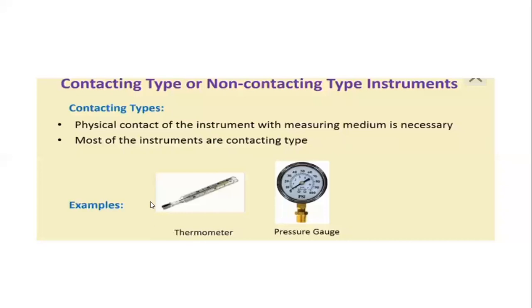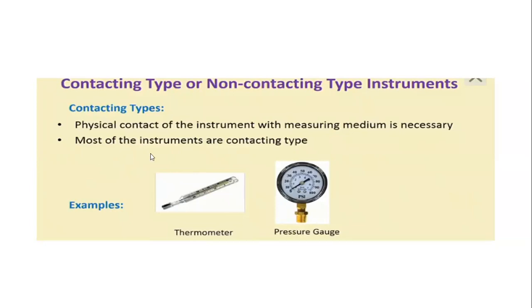Thermometer needs physical contact with the instrument. അതേപോലെ pressure gaugeൽ we have to apply the pressure directly to that instrument, then only it will provide the output signal. Okay, so നമുക്ക് some instruments need physical contact with the unknown medium to provide the output. അങ്ങനെയുള്ള ഇൻസ്ട്രുമെന്റ്സിനെയാണ് കോണ്ടാക്ടിങ് ടൈപ്പ് ഇൻസ്ട്രുമെന്റ്സ് എന്ന് പറയുന്നത്. ഫോർ എക്സാമ്പിൾ തെർമോമീറ്റർ ആൻഡ് പ്രഷർ ഗേജ്. It's a contacting type instrument which needs a physical contact with the measuring medium.